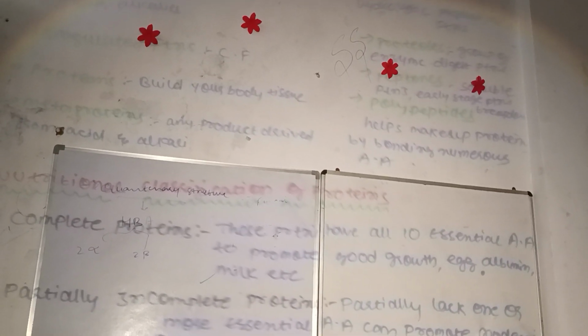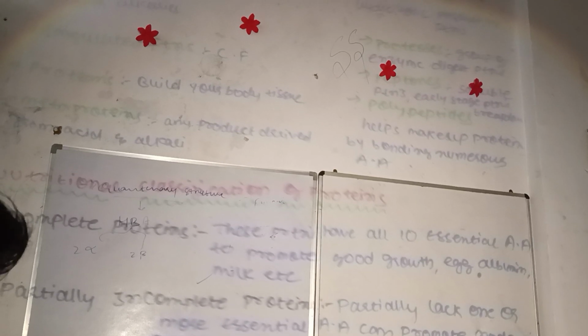Now polypeptides. Polypeptides help in making up a protein by bonding numerous amino acids. कल मैंने बताया आपको polypeptide का रोल क्या रहता है. What is the role of the polypeptide? One amino acid joining with another amino acid.